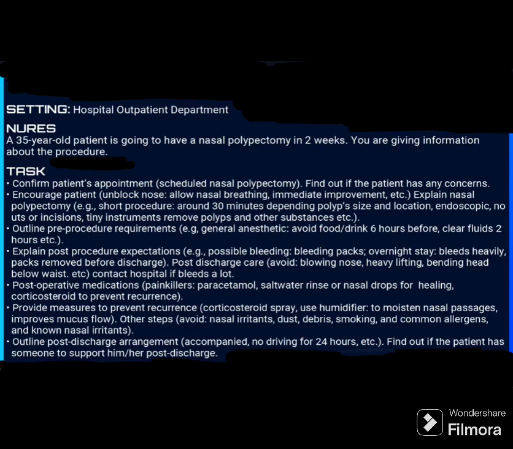Explain nasal polypectomy. The other information is, in addition, it is a short procedure of around 30 minutes, depending upon the polyp size and location. We will use the endoscopic machine, so there are no cuts or incisions. There will be only tiny instruments. We will use them to remove the polyps and other substances if present. So, are you getting my point? Like that, in a simple way you can talk.